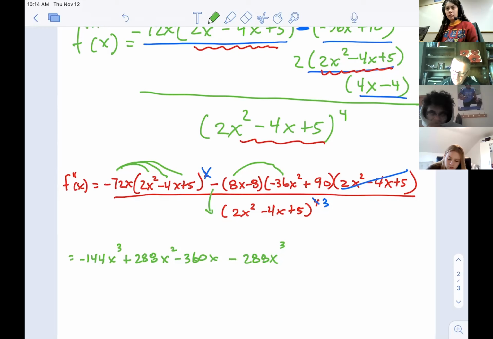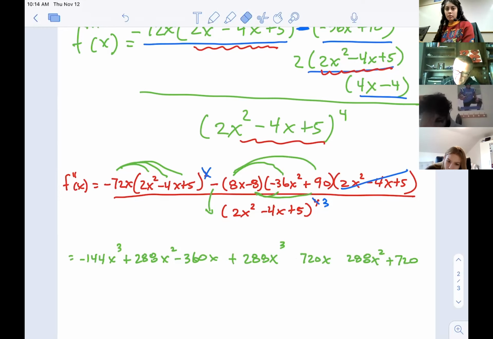And then 8x times 90, that'd be 720x. And then 8 times 36, I did that a minute ago. Negative times a negative is a positive, so that'd be 288x squared. And then finally, 8 times 90 is 720. That'd be negative 720. Now I'm going to go back and switch all those signs. So this becomes a plus, this becomes a plus, and both of these are negatives. Super easy just to make a dumb math mistake there.